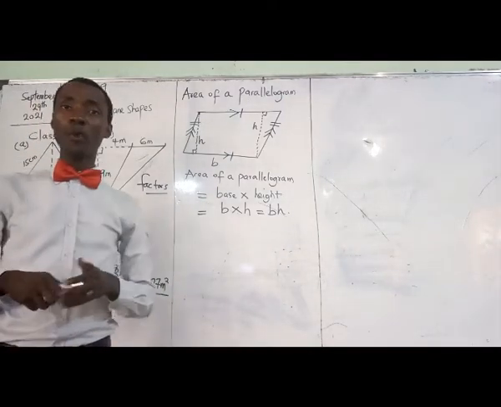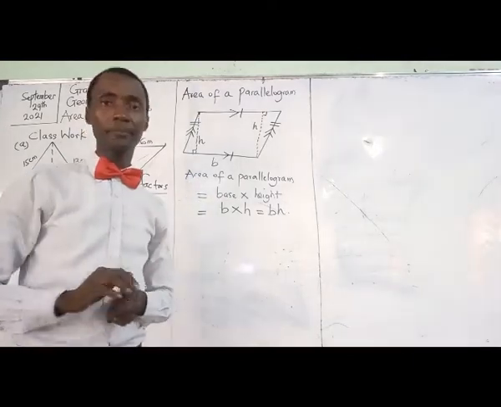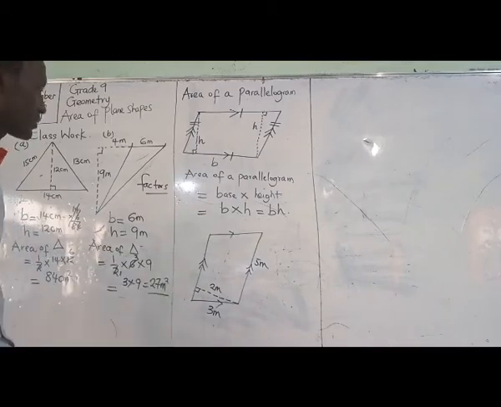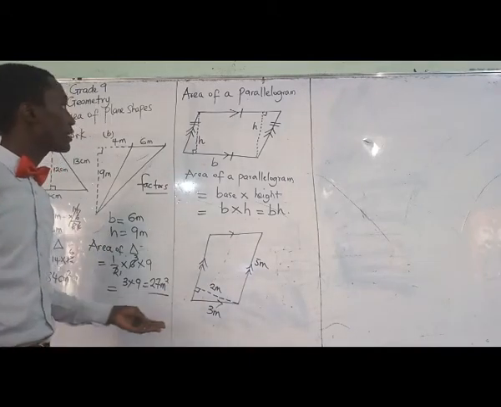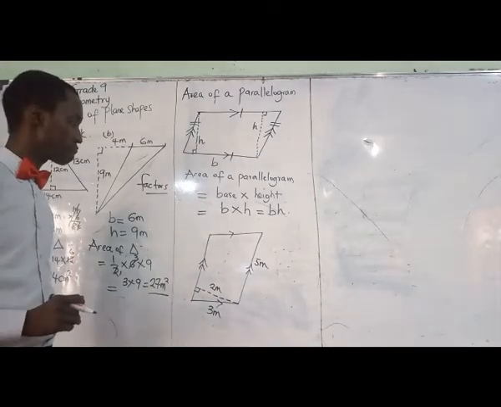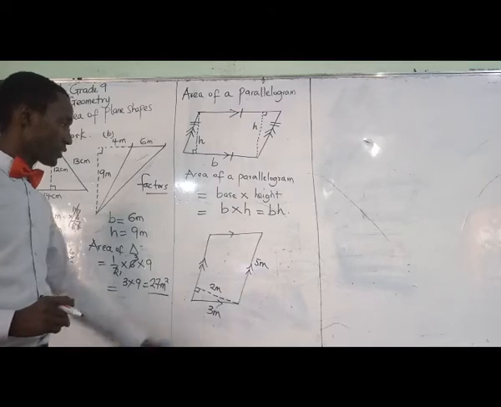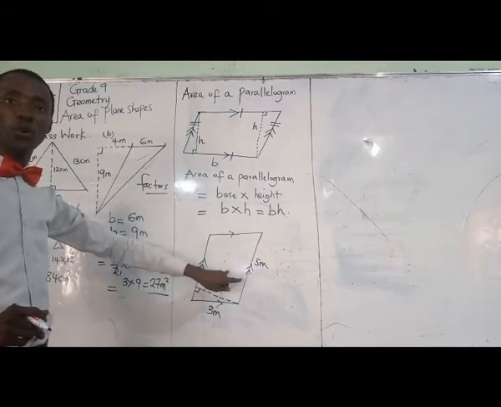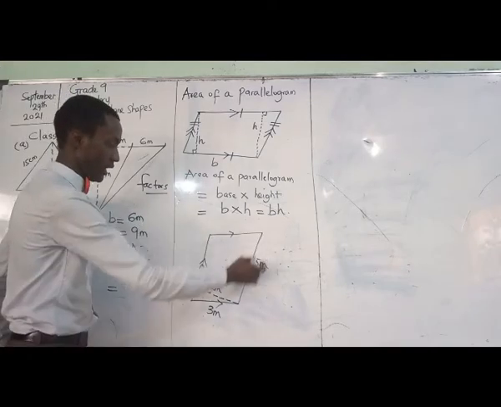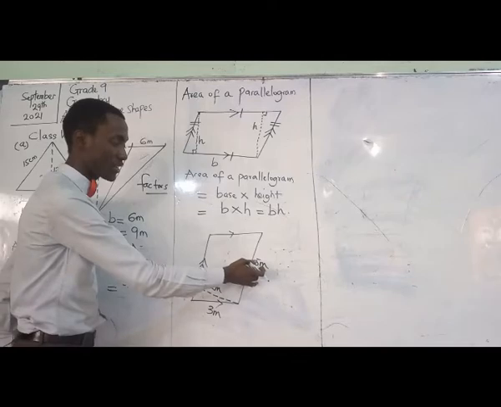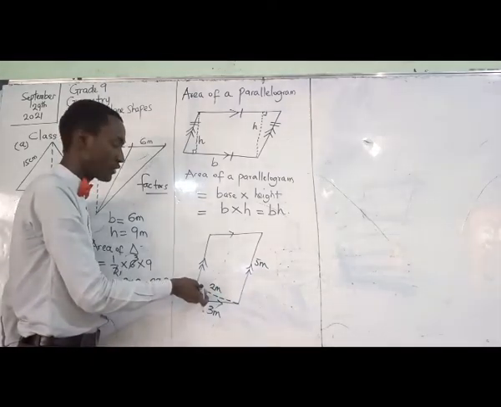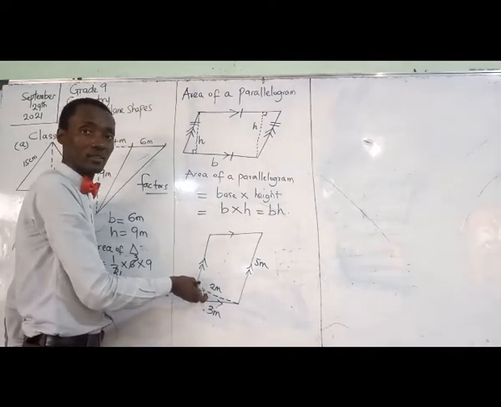Alright, so let's see if we can take a problem or two under this idea. So we have on the board what is called the parallelogram, and we are required to look for the area of this shape. We have one side given to us as 5 meters. We have this side given to us as 3 meters, and the height is also given to us. So how do we go about solving that? So we'll find out.